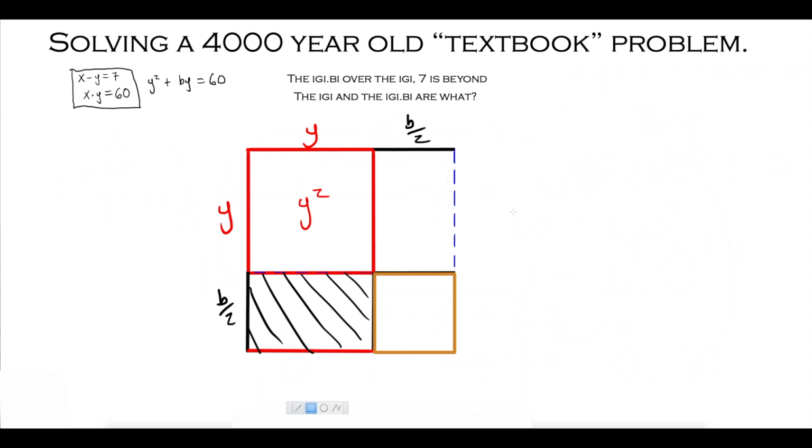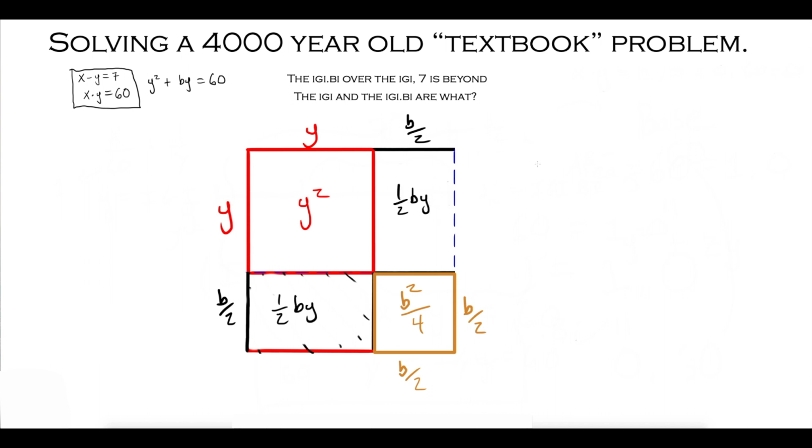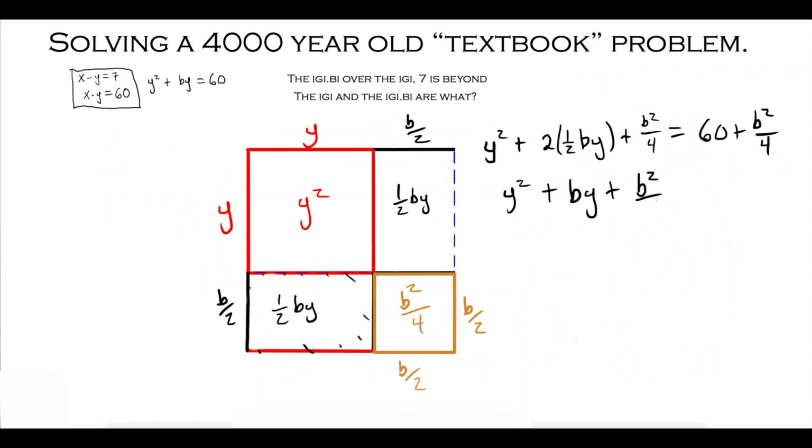The area of the new square is composed of the shorter sides of our remaining halves, b over 2 times b over 2. Therefore, the area of this smaller square is b squared over 4. So altogether then we have y squared plus 2 1/2 by's plus b squared over 4, which is equal to a whole plus our new square, b squared over 4. Simplifying, this gets us y squared plus by plus b squared over 4 equals 60 plus b squared over 4.